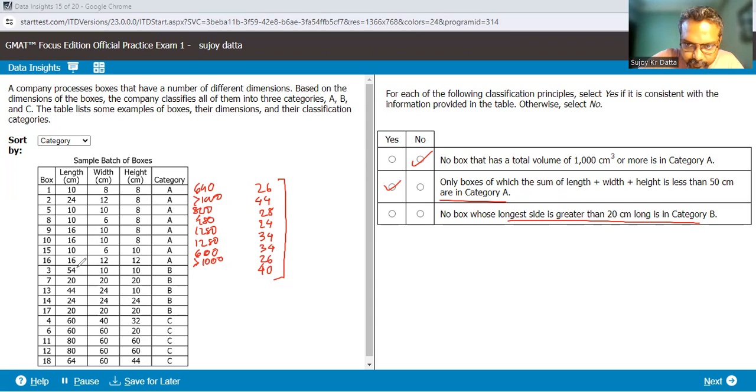Longest side is greater than 20. If you have something greater than 20, it is still in B. So that's no. All right. So let's mark them. Mark the answers.